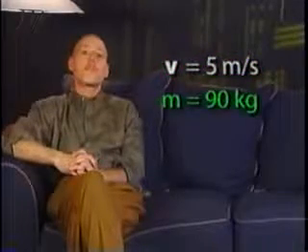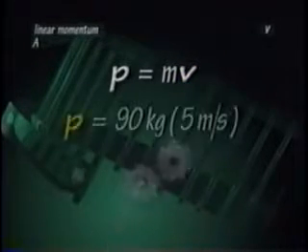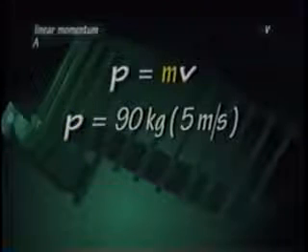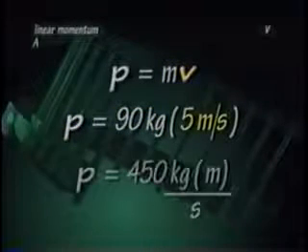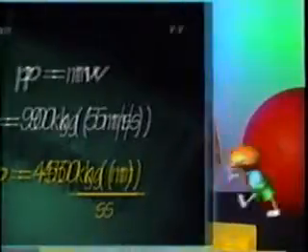So if the big basketball player runs off the court at 5 meters per second and has a mass of 90 kilograms, then what is his momentum? Okay, we have the formula P equals mv, and we have the mass and velocity of the basketball player. So we have all the numbers we need to crank out an answer. Momentum, P, equals mass, 90 kilograms, times velocity, 5 meters per second, which is 450 kilogram meters per second. So the momentum of that big ball player is 450 kilogram meters per second.